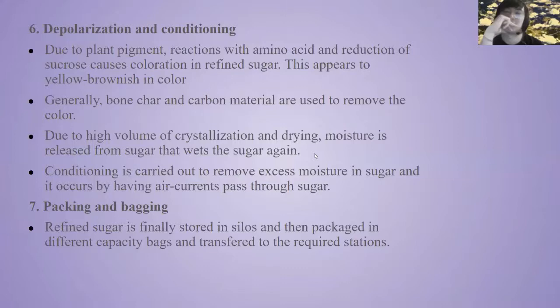In depolarization and conditioning, due to plant pigment, reactions with amino acids, and reduction of sucrose, the refined sugar has some coloration, which is usually yellow-brownish in color. Due to high volume of crystallization and drying, moisture is re-released from the sugar that makes it wet again. Conditioning is carried out to remove excess moisture in sugar by having air currents pass through it.